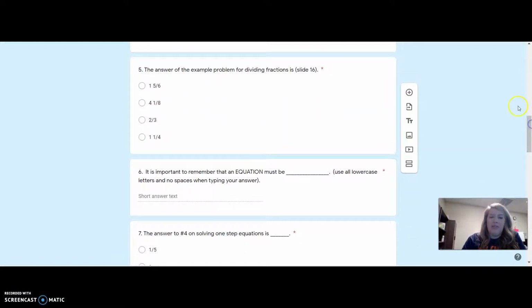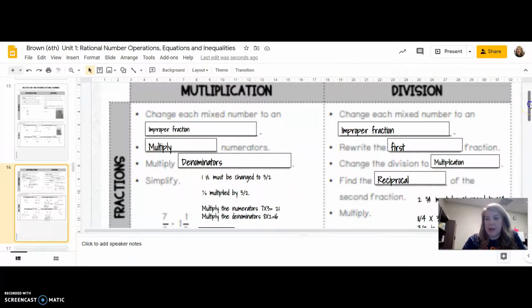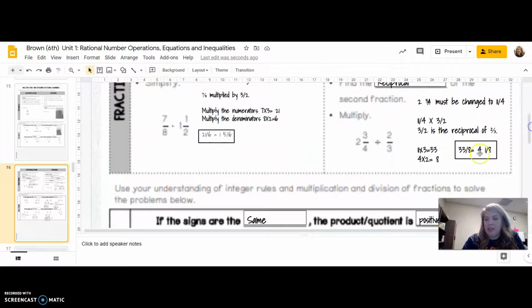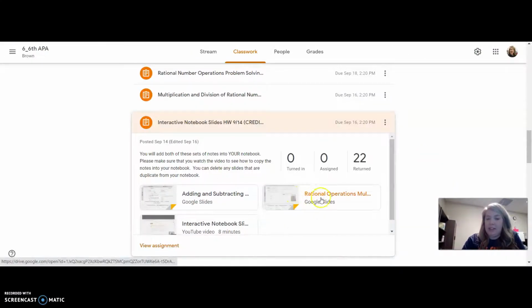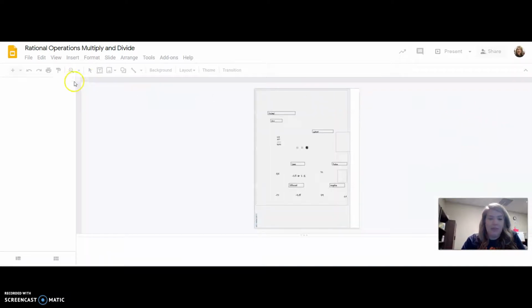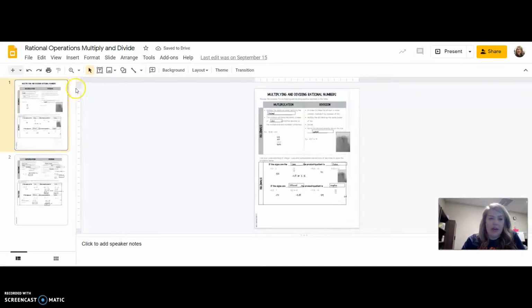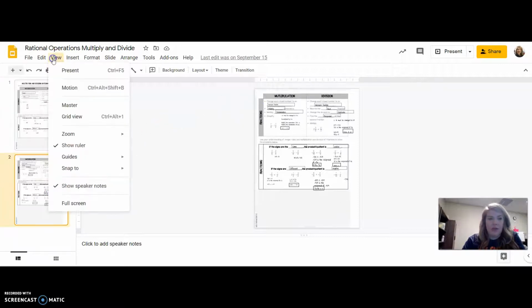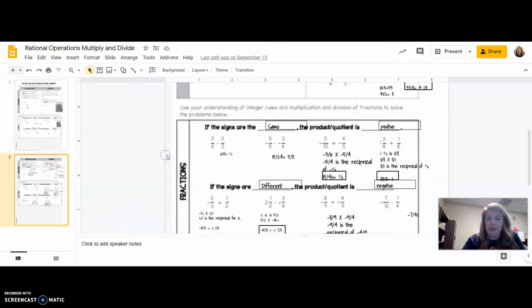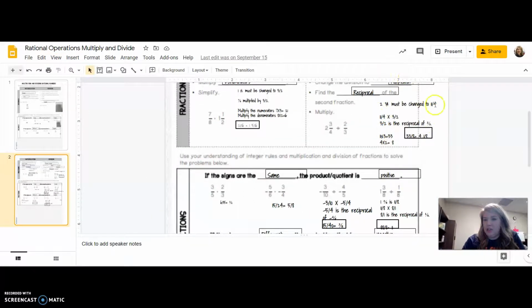For number 5, the answer of the example problem for dividing fractions, so that same exact spot, dividing fractions, here is my answer, 33/8 is equal to 4 1/8. I also could go back and I could find this exact same thing in those interactive notebook slides that were on Google Classroom that you had access to. Okay, here they are right here, and you would have copied these over. That was part of the assignment. There's a video, and here's the answer to that problem. Okay, banana.